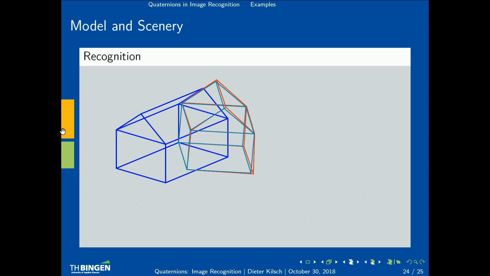So you see that the model rotated to the scenery looks very similar to the scenery.